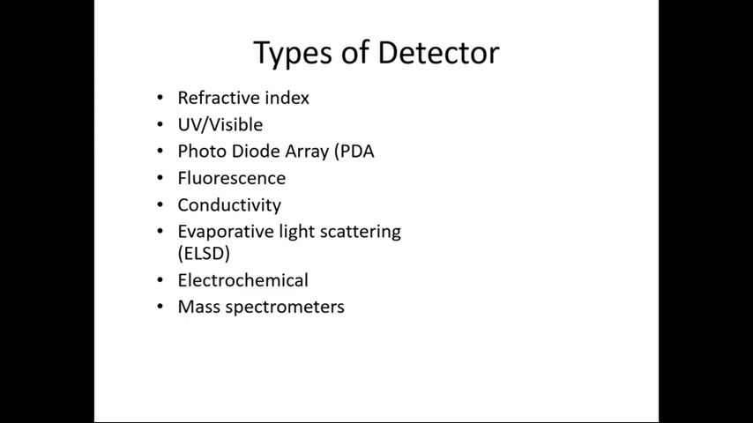You can use the fluorescence detector if, when it is excited at a particular wavelength, it emits light at a different wavelength. You can use conductivity. You can use evaporative light scattering detectors, the electrochemical detector, or the mass spectrometers. So you have already had a class on mass spectrometry, which the mass spectrometer is nothing but a detector. One of the most recent and commonly used universal detectors is the evaporative light scattering detector.